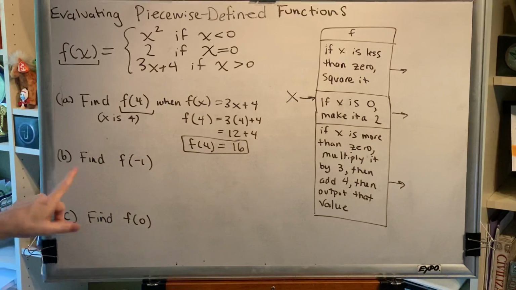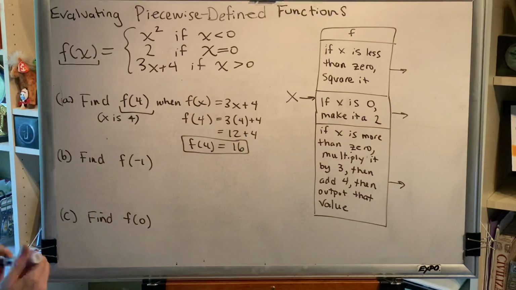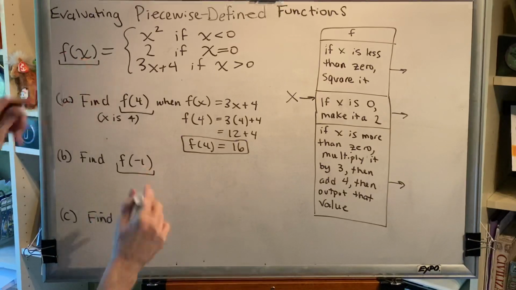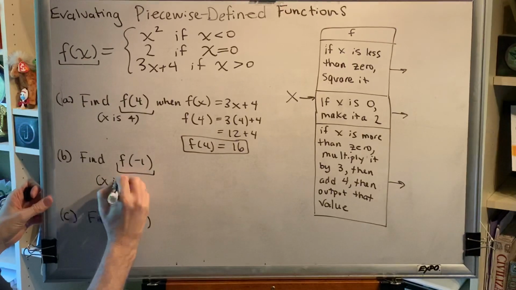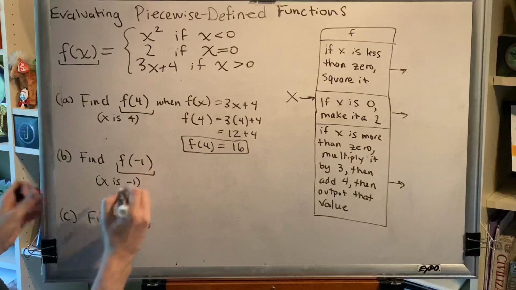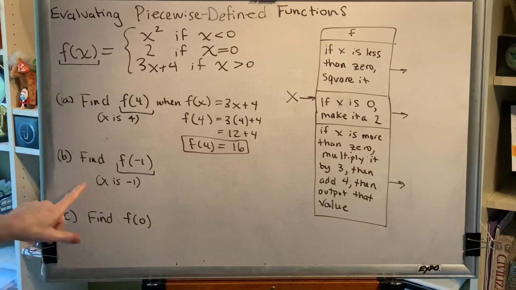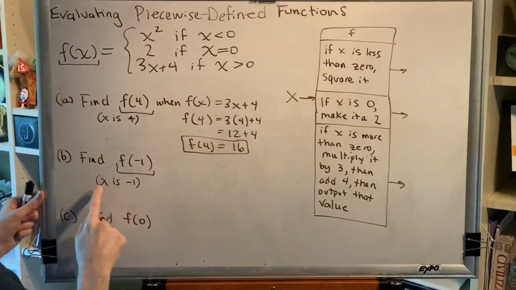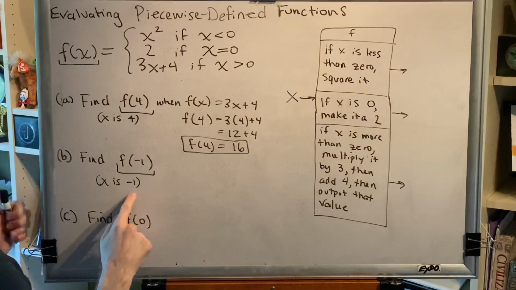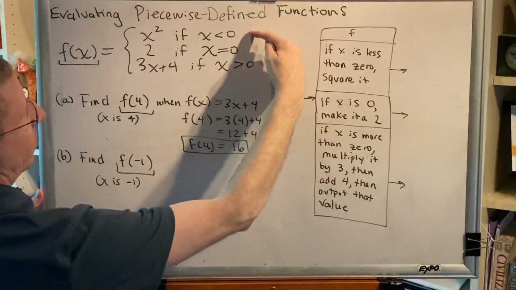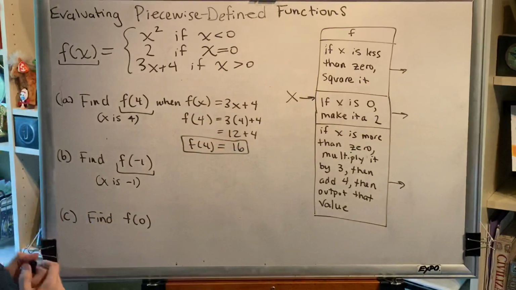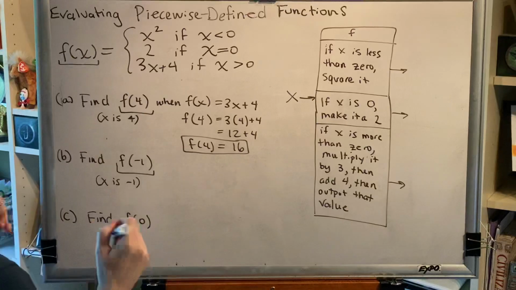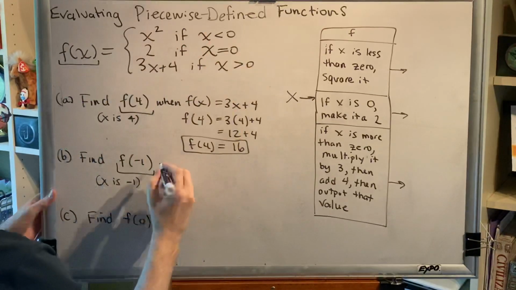Okay, next, find f of negative 1. So again, we're going to make the same kind of comparison. The negative 1 is sitting where the x goes. So this is telling me that for this part of the problem, x is now the new value, negative 1. So we go up to here and we figure out which piece to use. Remember, x is negative 1. So is x less than 0, equal to 0, or greater than 0? Well, it's negative, so it must be less than 0. So that means for this problem, we're going to use the top piece.